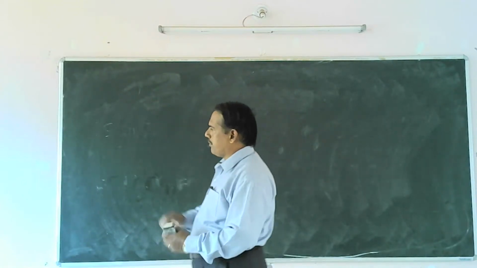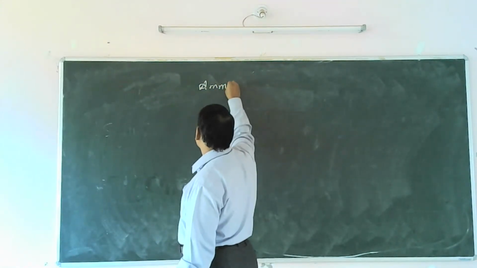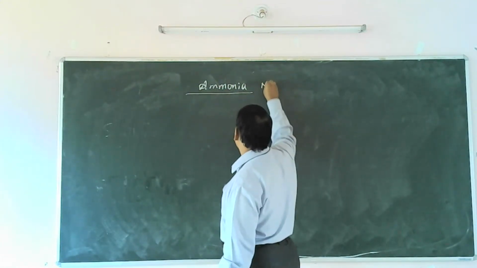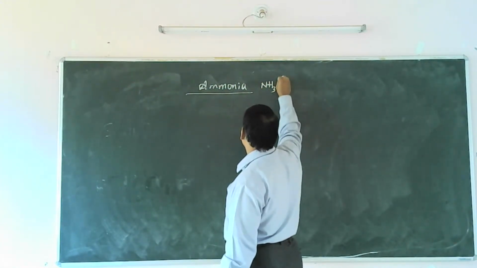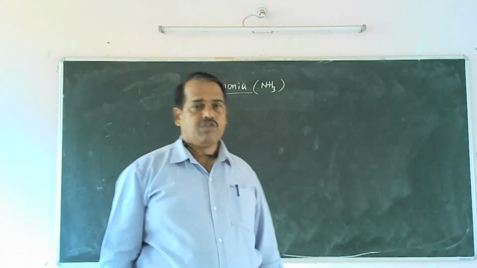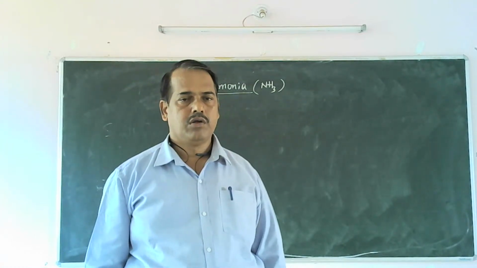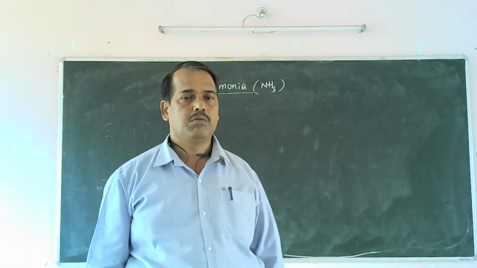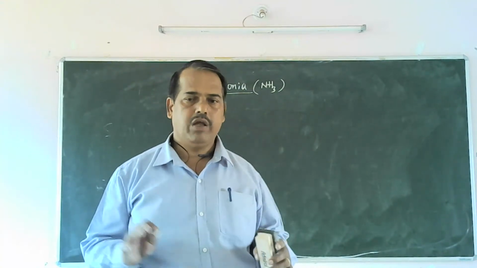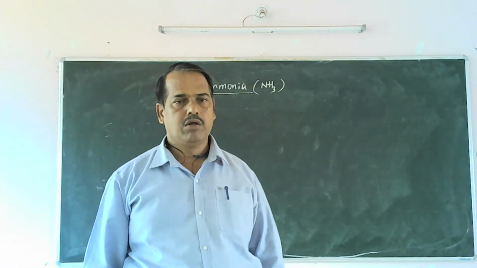Now we shall study another important compound, which is nothing but ammonia. So the formula for ammonia is NH3. See, you have to study according to your syllabus. Preparation of ammonia by Haber process. First, I will discuss that one only, and some other methods are there for the preparation of ammonia.